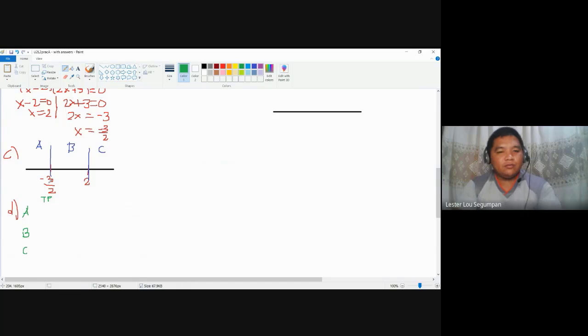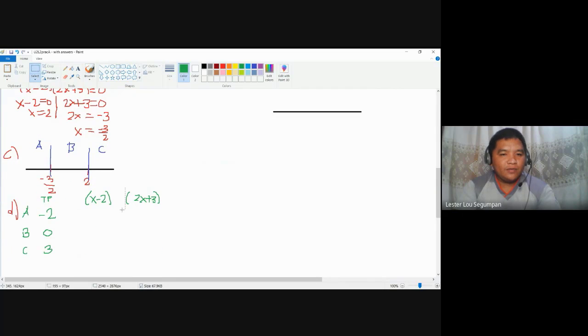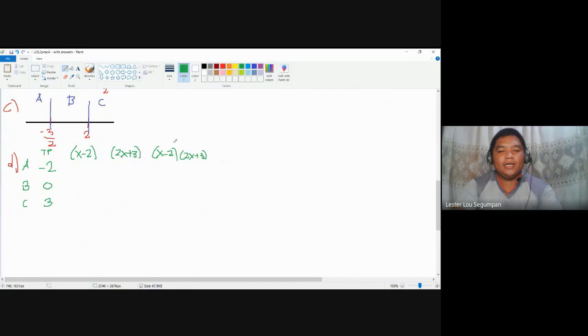Region A could use negative 2, because negative 3 halves is negative 1 and 1 half. Your B, again, it's easiest to use 0. And your C, you could use here 3. And instead of substituting this to the given, let's use the factors here, x minus 2, and you have another factor, 2x plus 3. Okay, let's move it closer. And then the final would be the product of the two. And simply look at the signs to determine which should be acceptable or not.